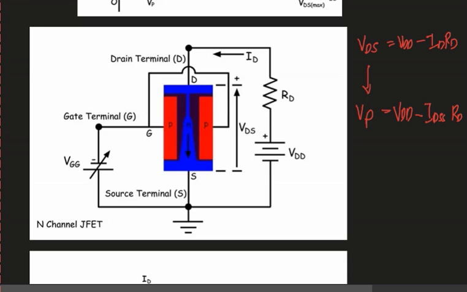So, here, our IDSS is the drain current flowing through our channel at the time of pinch off, the time our JFET is under the pinch off condition, while our gate potential is still connected to our ground.